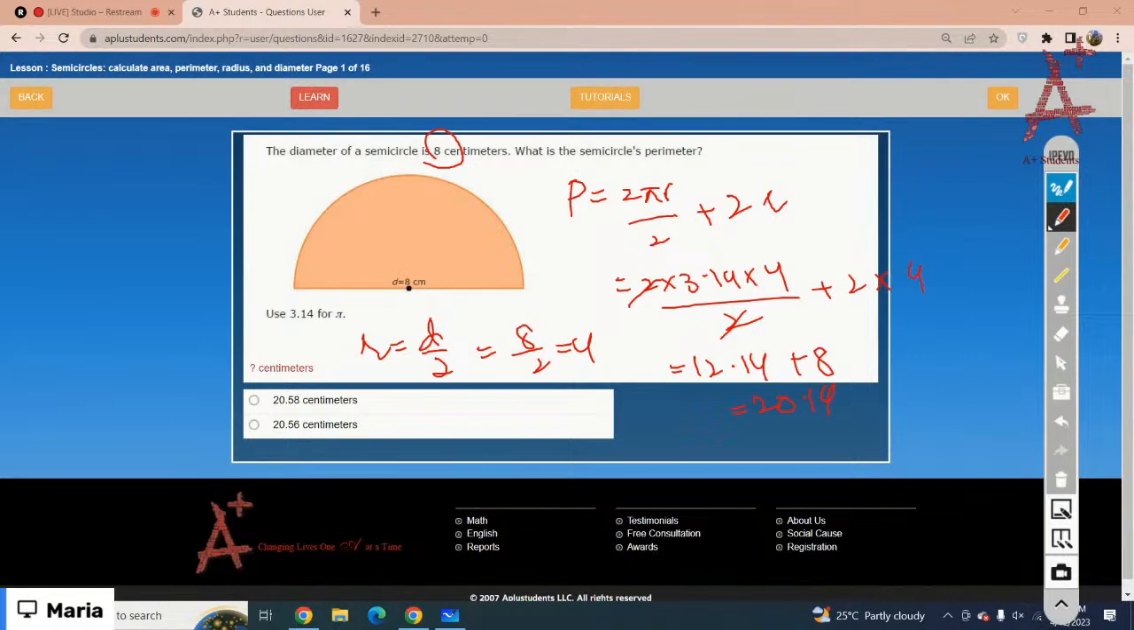Got it? You have to keep this very important point in your mind: when you are given the diameter, you can calculate the radius. Radius is half of the diameter. Got it? So here you are given the diameter, that is 8. You can calculate the radius, that would be 8 over 2 equals 4. Got it? You have to calculate the perimeter of the semicircle. So the perimeter of the semicircle is half the circumference plus twice the radius. Got it? Just put in all the values and calculate.